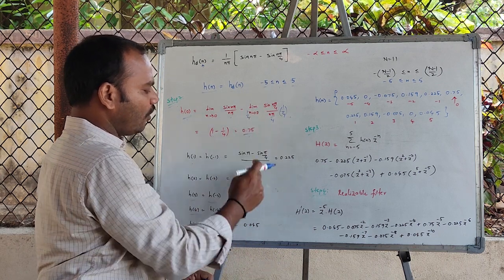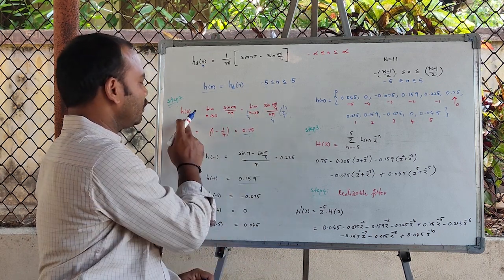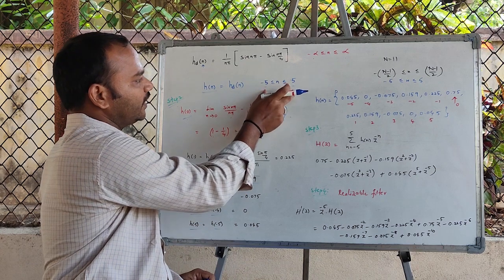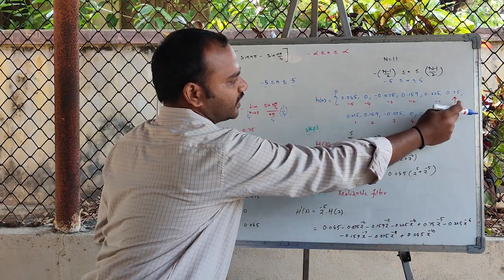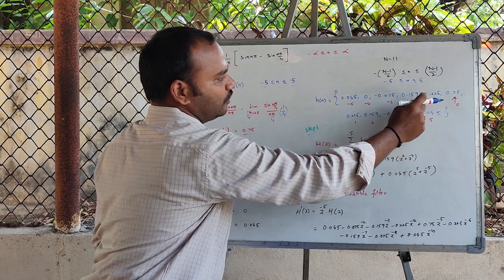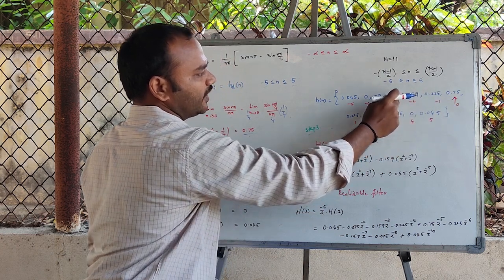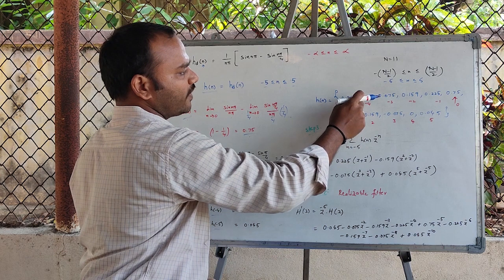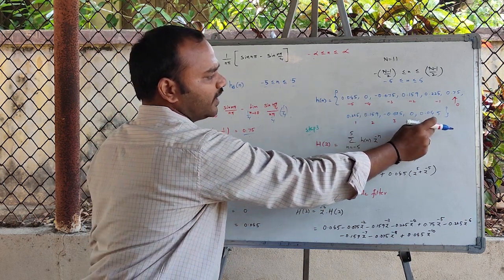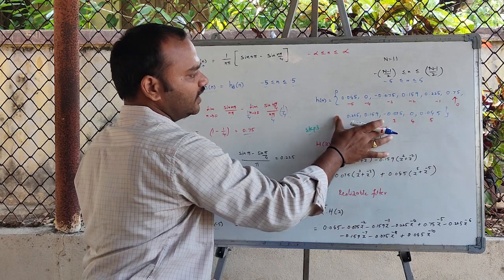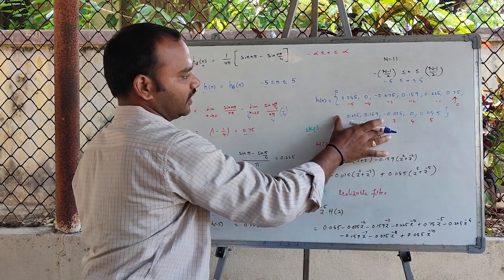I have tabulated all these values of h of n in the range minus 5 to 5 here. That is h of n is equal to, origin is here, h of minus 1 value, h of minus 2 value, h of minus 3, h of minus 4, h of minus 5, h of 1, h of 2, h of 3, h of 4 and h of 5. So this is the FIR filter.